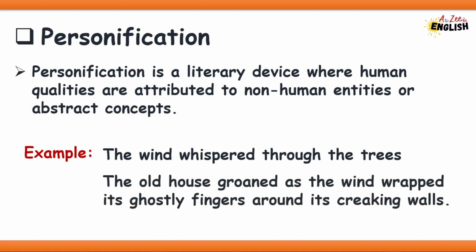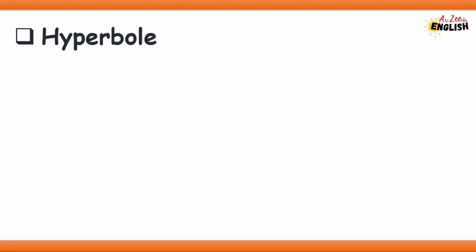The old house groaned as the wind wrapped its ghostly fingers around its creaking walls. Here in this example, the house is personified as if it has the human ability to groan, and the wind is described with ghostly fingers, attributing human characteristics to the non-human elements. Personification brings life and vividness to the description, creating a sense of the house having emotions and the wind having a ghostly presence.